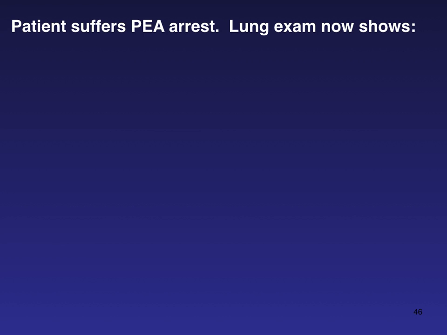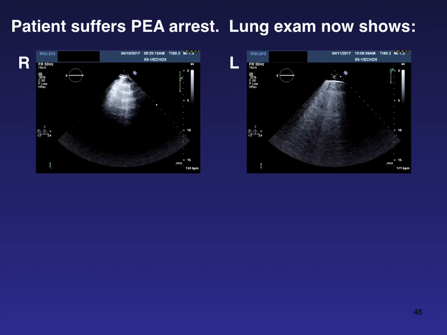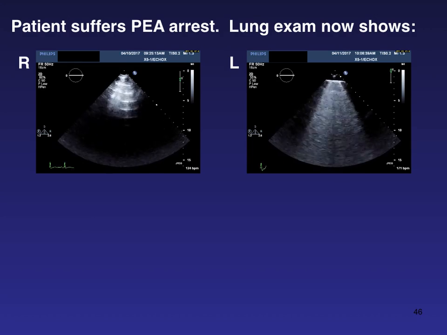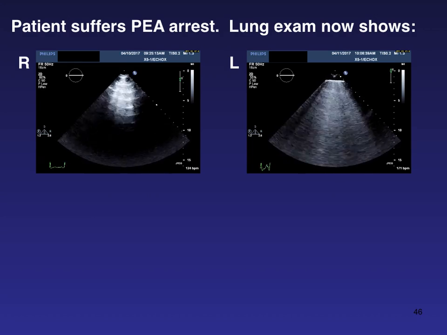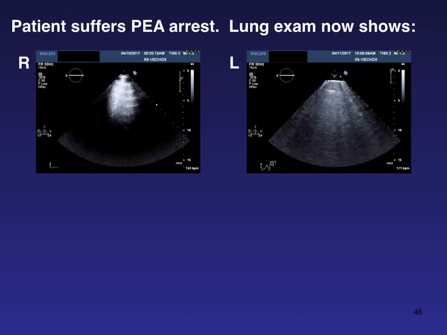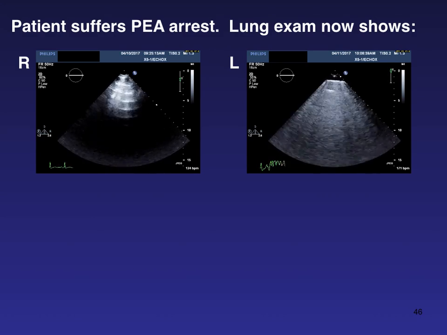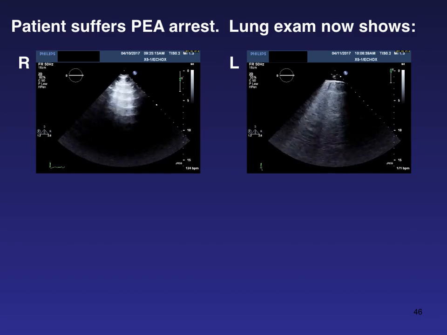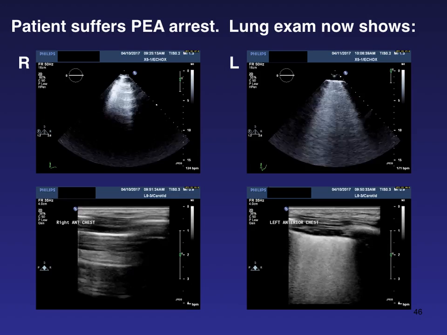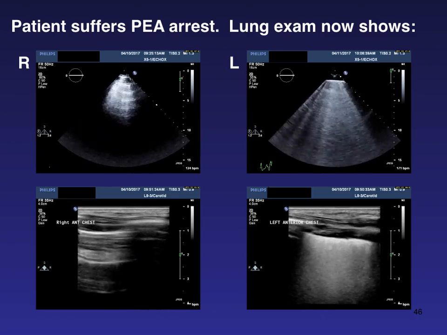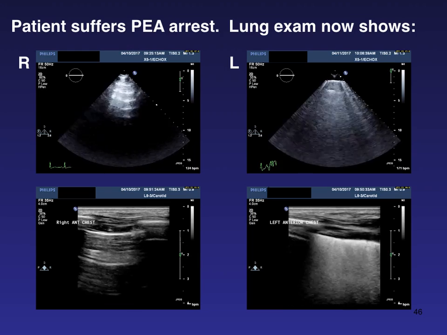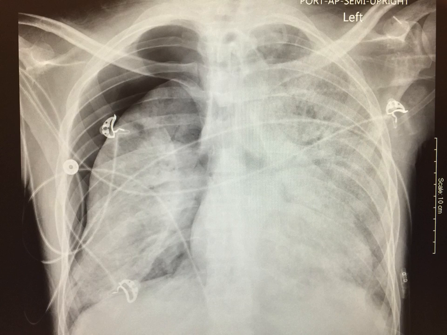The patient then suffered PEA arrest. This is what the lung exam now shows. The right lung has a reverberation artifact and has lost its comet tail artifacts compared to the left, which again shows these very densely packed comet tail artifacts. What's happening here? If one takes the high frequency probe and looks, one can see that despite the motion artifact, it's very hard to show sliding in the right anterior chest. So this patient developed a pneumothorax, tension pneumothorax, in the setting of ARDS, resulting in a PEA arrest.